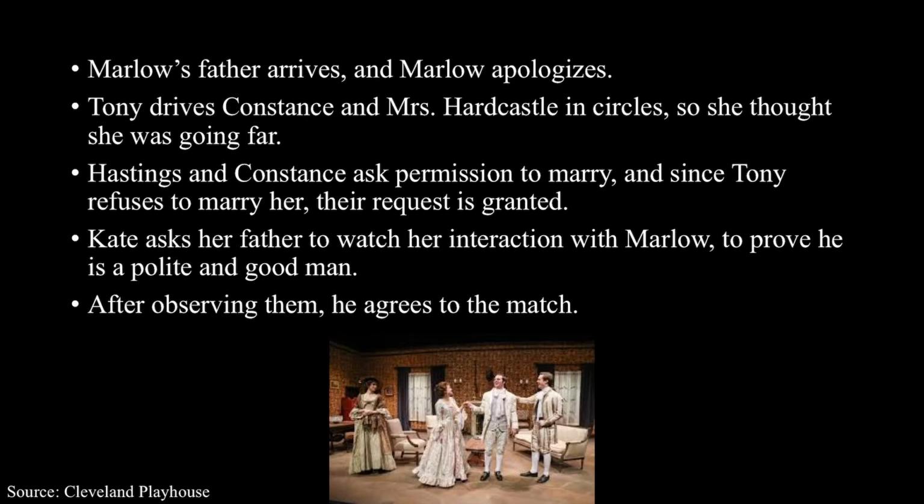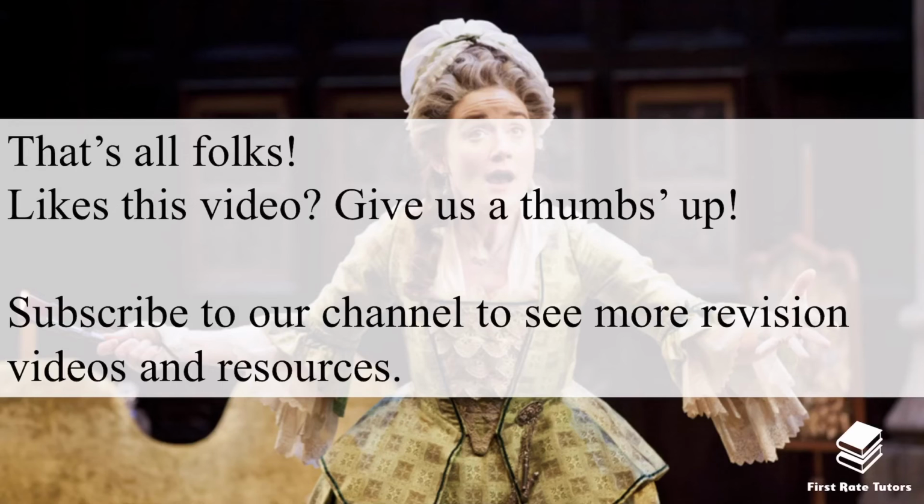And Hastings and Constance end up asking permission to marry, and since Tony refuses to marry her, their request is granted. Kate asks her father to watch her interaction with Marlowe to prove he is a polite and good man, and after observing them, he agrees to the match. So that's all with regards to the context and a summary of the play.